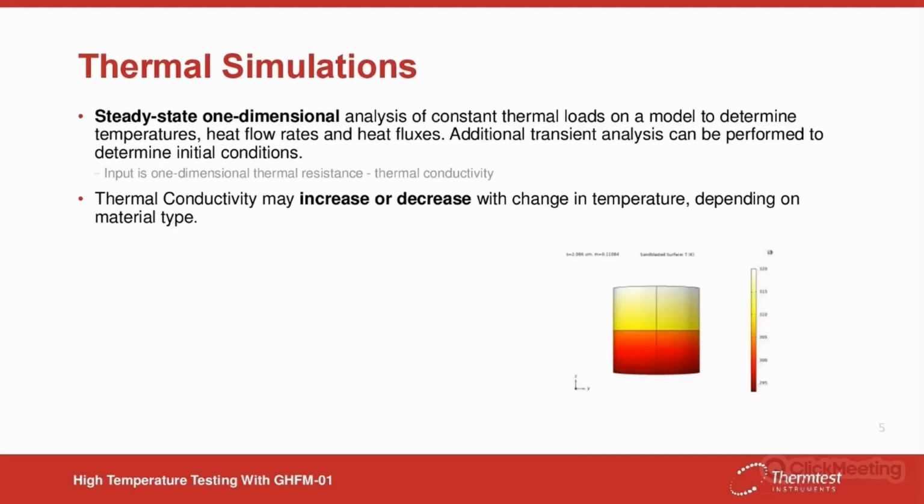So why is thermal conductivity important, specifically with temperature? Ultimately a lot of this data gets used in thermal simulations, which require one-dimensional thermal conductivity as an input. Those simulations are typically run in steady state, one-dimensional analysis for constant thermal loads on a model to determine temperatures, heat flow rates, and heat fluxes. Of course, additional transient analysis could be performed to determine initial conditions. If you're running these simulations with temperatures, those values can change. They can increase or decrease with temperature based off the material type, whether it be solid or liquid.